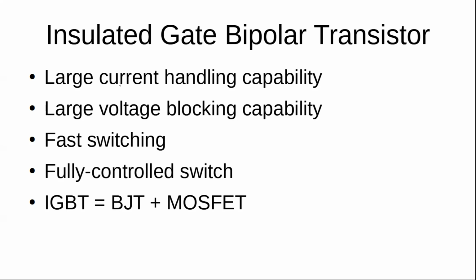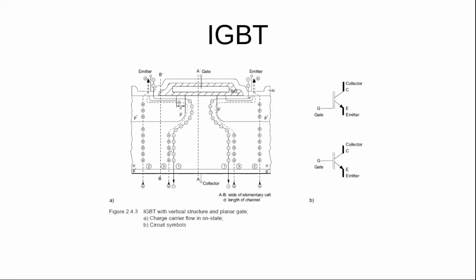So large current handling capability, large voltage blocking. Again, since this is a transistor, it blocks positive voltages, fast switching, and fully controlled. So basically, this is the structure of the device.